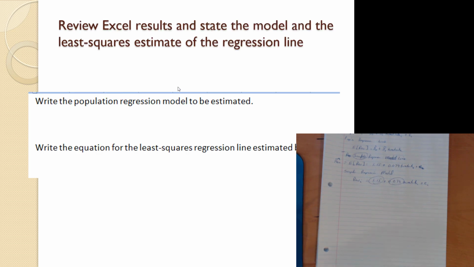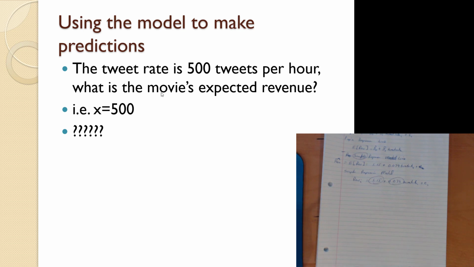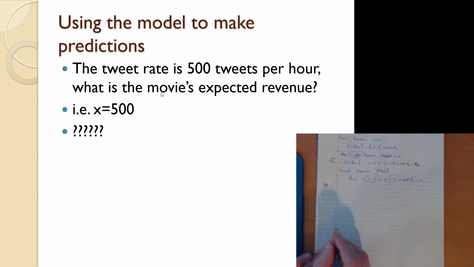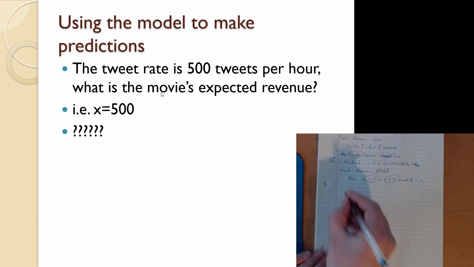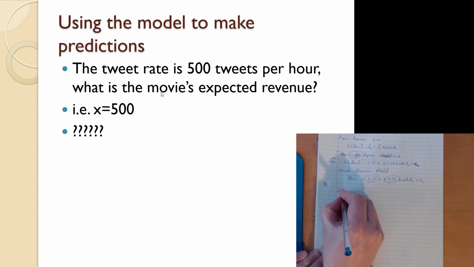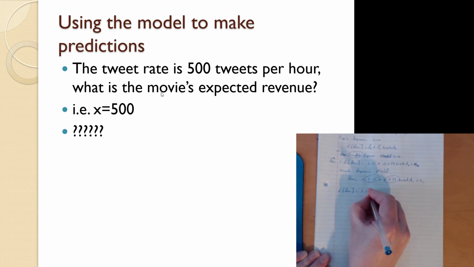Okay, so we already did that. So now we make predictions, right? Predictions, that's the whole point of what we're doing. So if the tweet rate is 500 per hour, what is the movie's expected revenue? Okay, so what is that expected revenue? Well, all we do is we just plug stuff in.